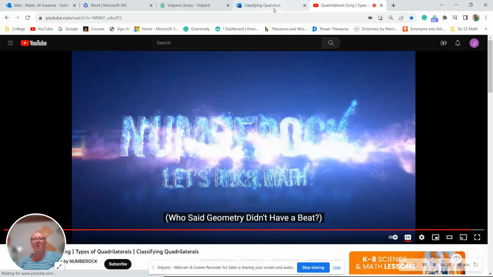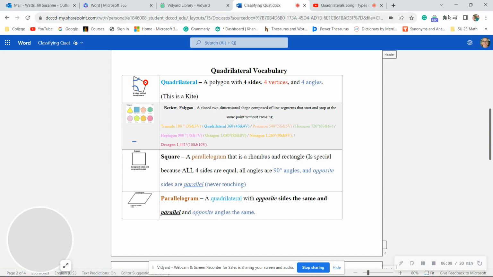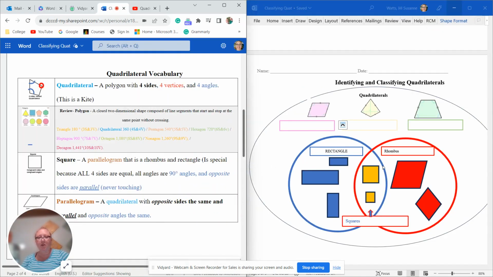Okay, so now let's go back and look at our vocabulary. I'm going to do a split screen because this is our lesson. So this is a Venn diagram, okay? Say Venn diagram. Venn diagram? Okay, do you see that the Venn diagram has a big black circle? Everything inside this Venn diagram is going to be a what?